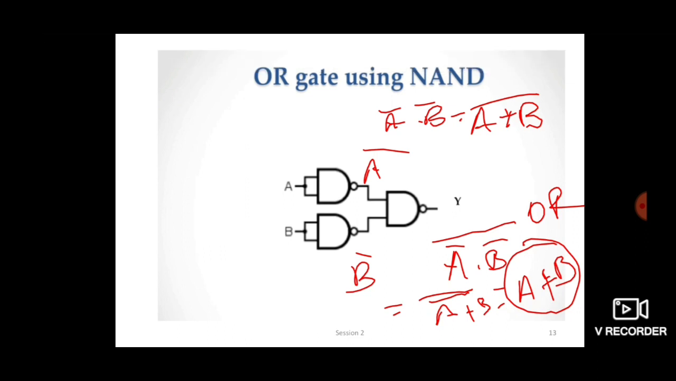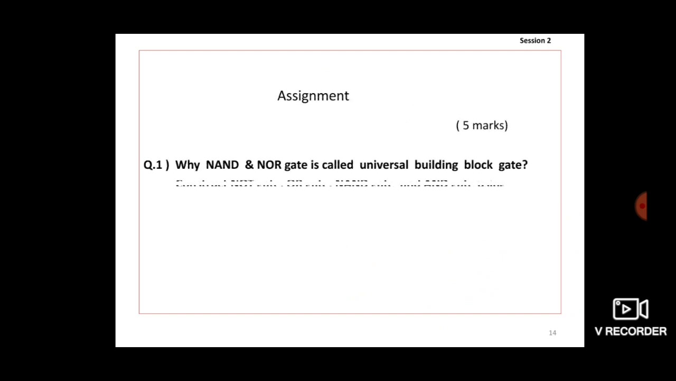Understood all gates, how to construct basic gates using NAND gates. Now this is the assignment for you: why NAND and NOR gate are called universal building block gates. Construct NOT gate, OR gate, NAND gate and AND gate using NOR gate. In this question, instead of NAND gate, NOR gate is used. Then construct all these gates. Okay, student, this is the end of this session 2. Thank you, student.